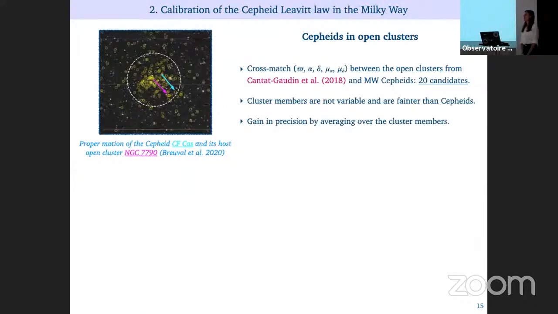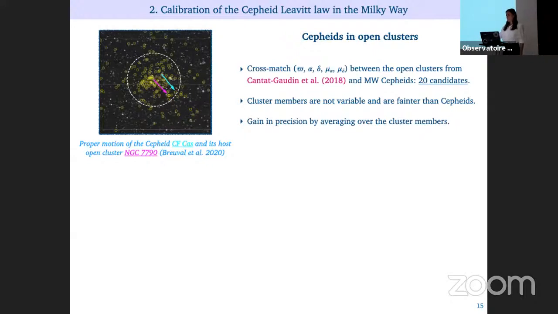The second idea was to find Cepheids in open clusters. I cross-matched a catalog of open clusters with the Cepheids from Gaia. I cross-matched the parallaxes, the coordinates, and the proper motions. And I found first a sample of 14 candidates that I complemented with 6 from the literature. And the cluster members are usually not variable, and on average, they are fainter than Cepheids. And we have a huge gain in precision by averaging over all the members.